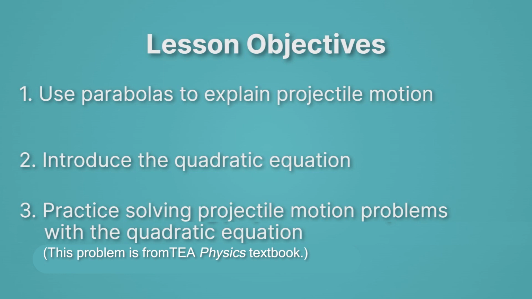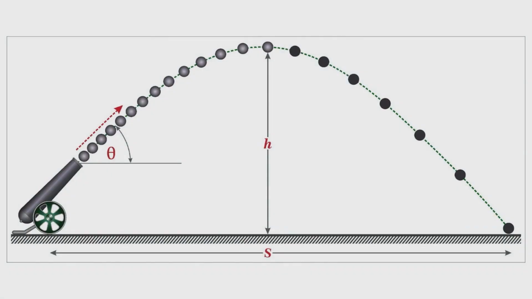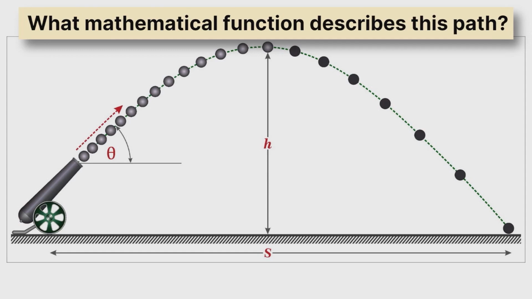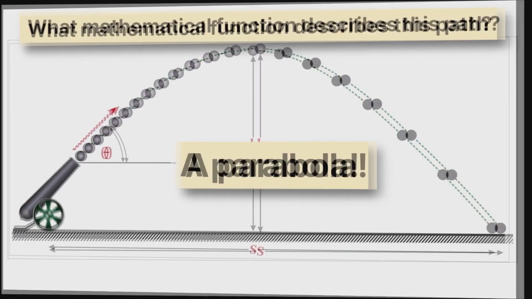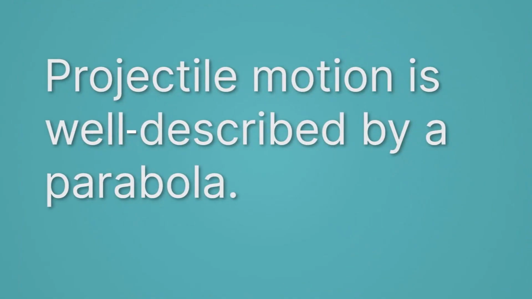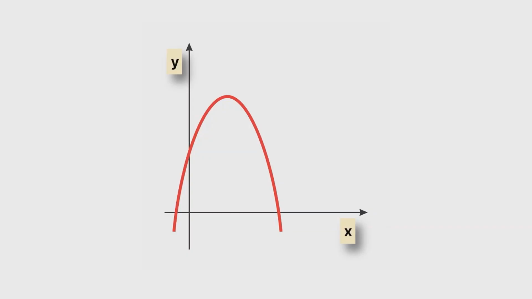All right, let's look at the path of a projectile. Here we have a cannonball flying through the air. What mathematical function describes this path? Well, it might take a second to see because this is actually upside down compared to how you're usually used to seeing them, but it's a parabola. So projectile motion is well described by a parabola. And like I said, it's an upside down parabola. So you're used to seeing this flipped around, but we can flip it either which way. And the upside down parabola is what matches projectile motion.